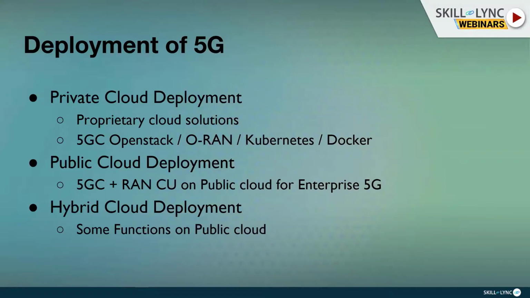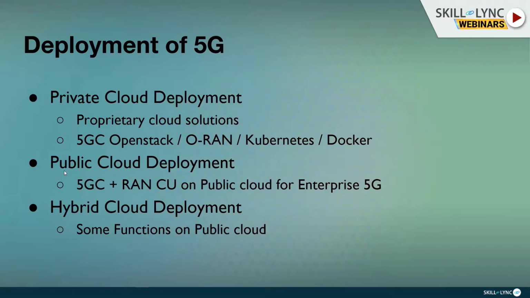Next is how the deployment of 5G will happen. We can deploy it on a private cloud using OpenStack or proprietary cloud solutions, that is from VMware or other vendors. Then you have OpenStack, which you can use with ORAN, the ORAN Alliance, which works on opening the RAN interfaces. You can use Docker as a container and Kubernetes as an orchestration engine for containers.